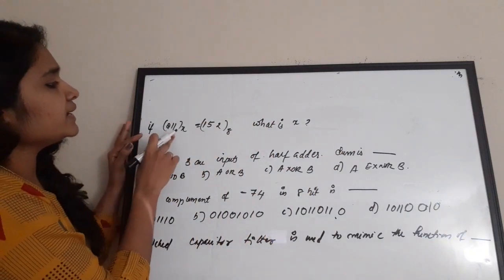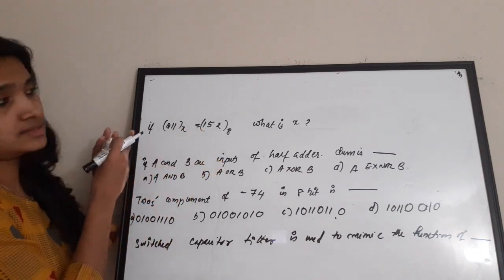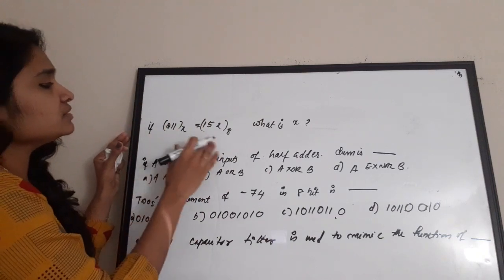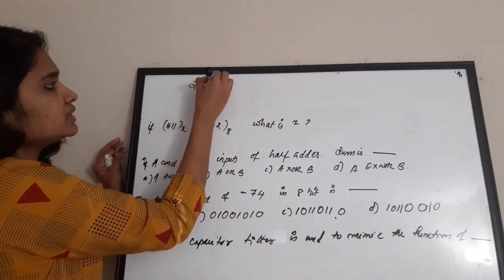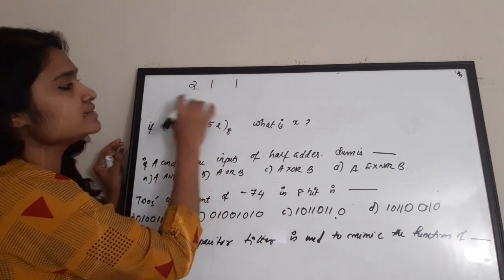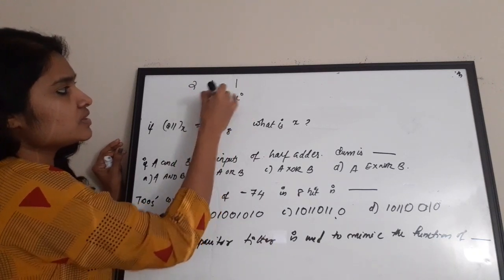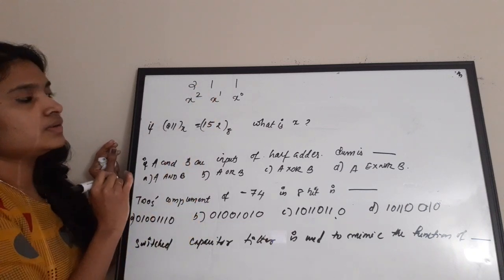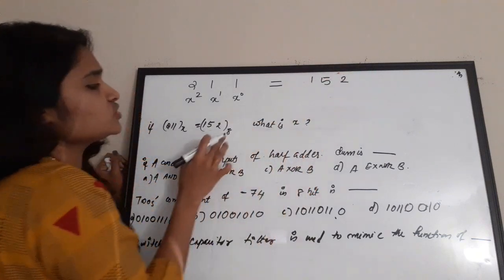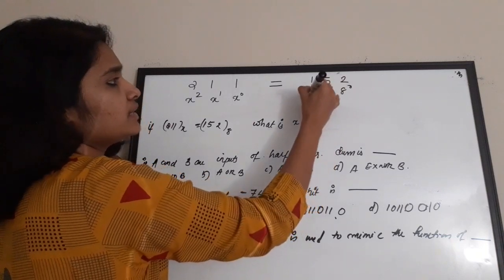If 211 to the base x is equal to 150 to the base 8, what is x? So in order to solve these questions in general, the method we use is this: 2, 1, 1, and it is to the base x, right? So we write below this powers of x as x raised to 0, x raised to 1 and x raised to 2. On this side we write 1, 5, 2 and it is to the base of 8. So 8 raised to 0, 8 raised to 1 and 8 square.